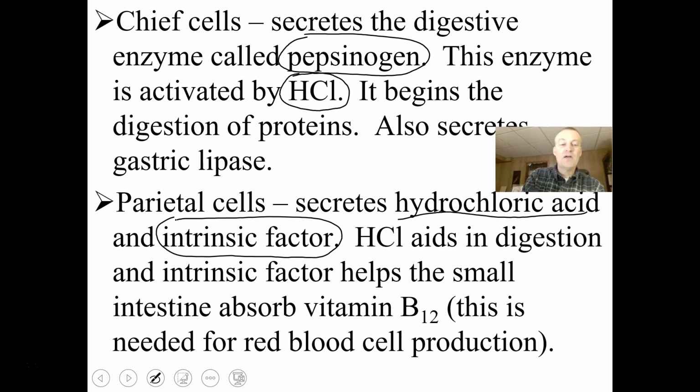So another thing made by parietal cells is intrinsic factor. Intrinsic factor helps the small intestine to absorb vitamin B12. Vitamin B12 is critical for your production of red blood cells.